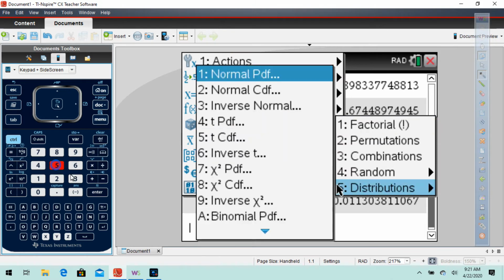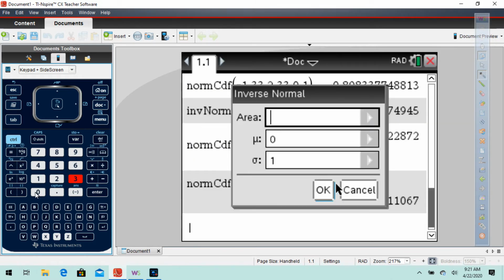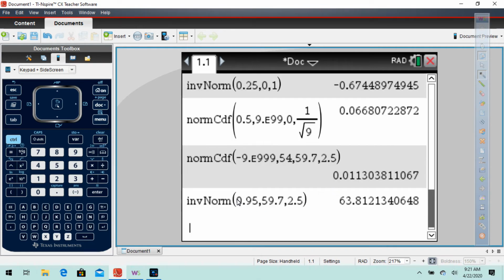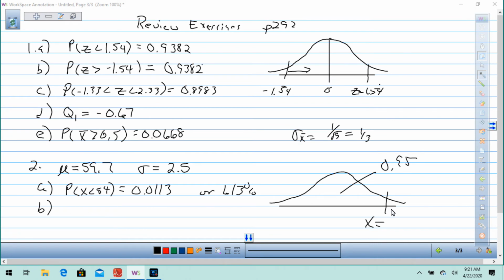Menu 553. Area is going to be 0.95. My mean is going to be 59.7, and my standard deviation is going to be 2.5. And I get 63.8. So this is going to be 63.8 inches. Okay. Not too shabby.